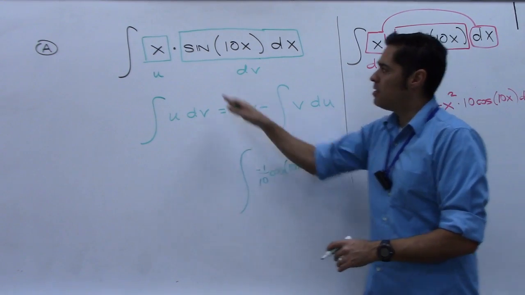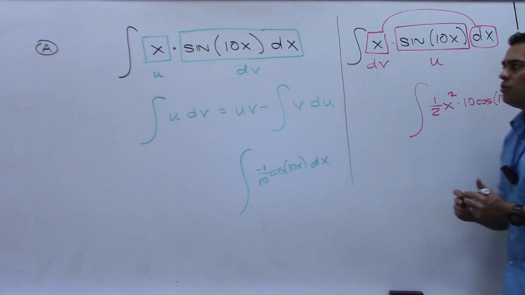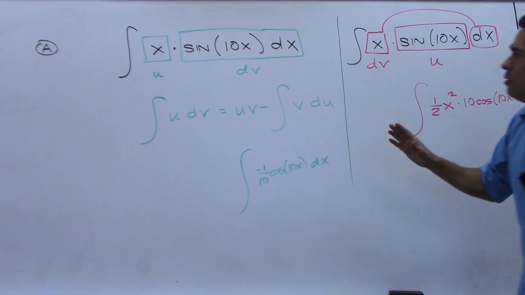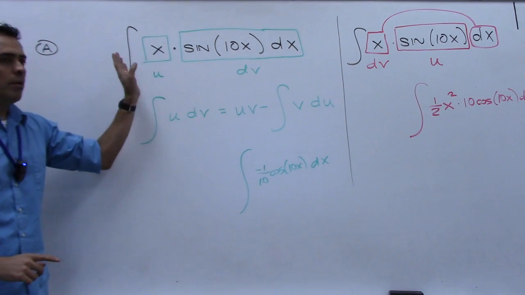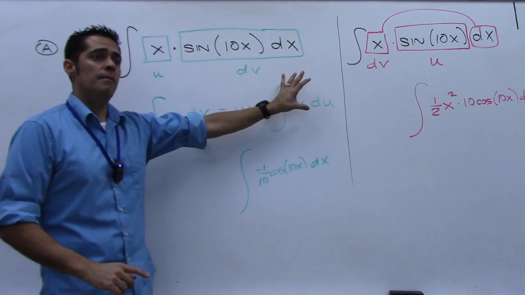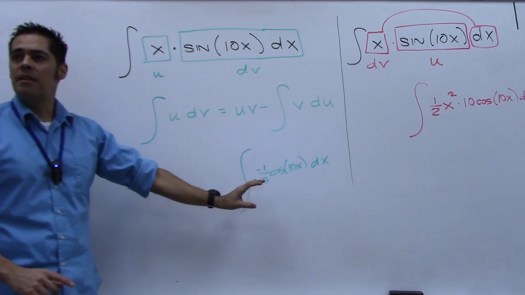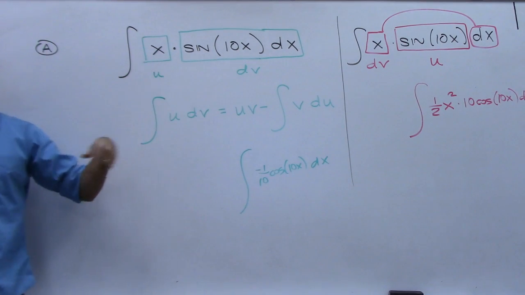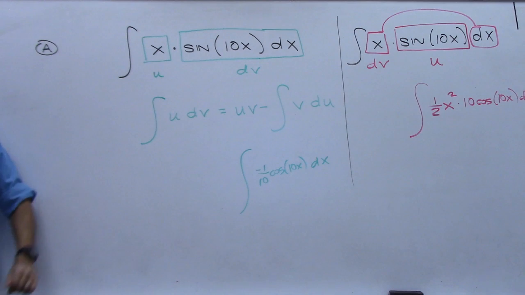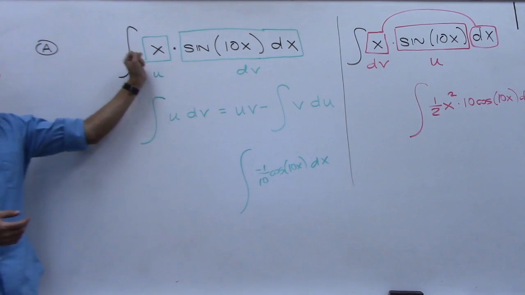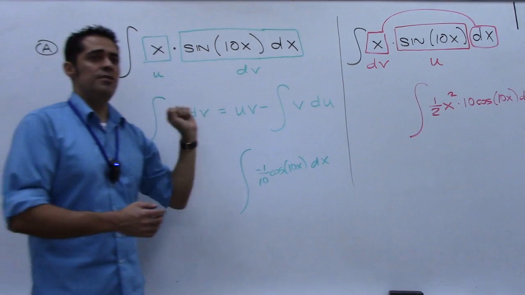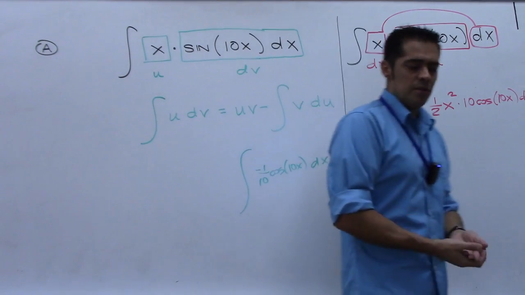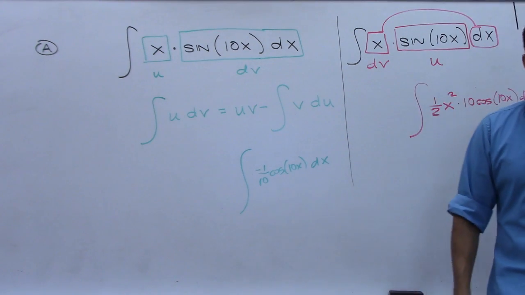No more x out front. See that? So by choosing the u the correct way, we were able to create a new integral that no longer has the x. So we actually kind of killed the x in the new integral, didn't we? And that's the key to integration by parts. You want to make a proper choice for your u and your dv so that in your new integral it's easier to solve. Got it?